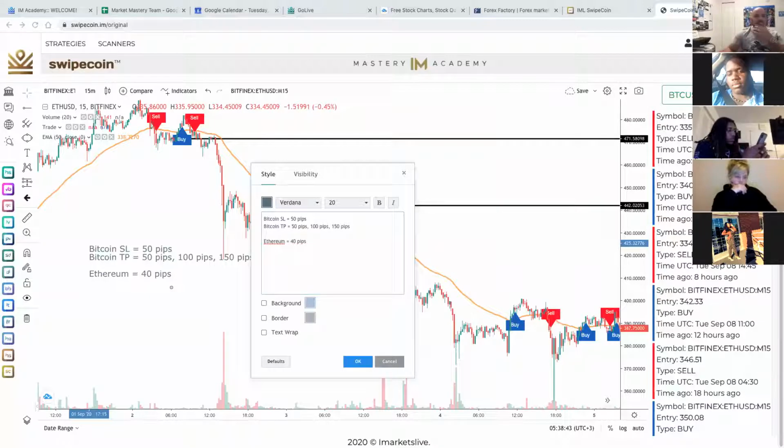So you can literally break down 10 cent lots, all right? You can have a 4 cent position that you're going to close out at 50 pips, another position you're going to close out at 100 pips, another position, close out at 150 pips. Now, what you want to do is have a trailing stop loss, okay?